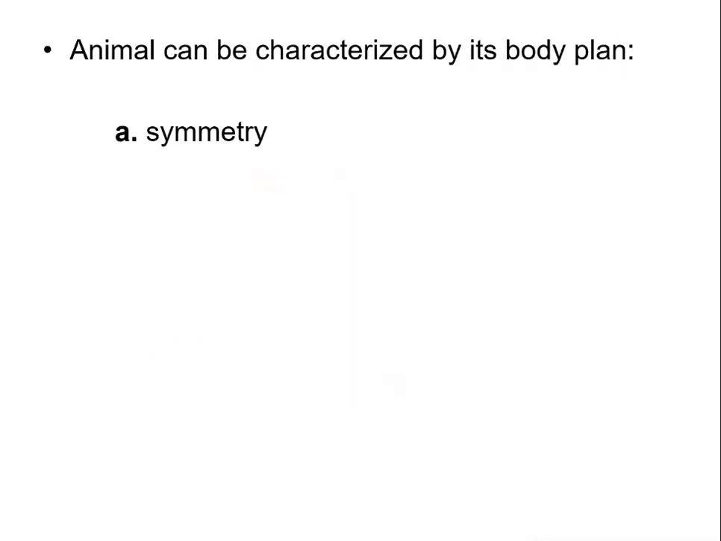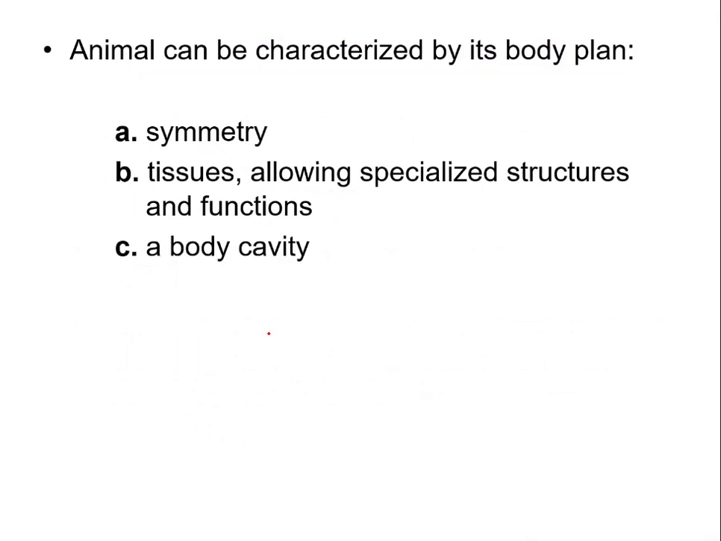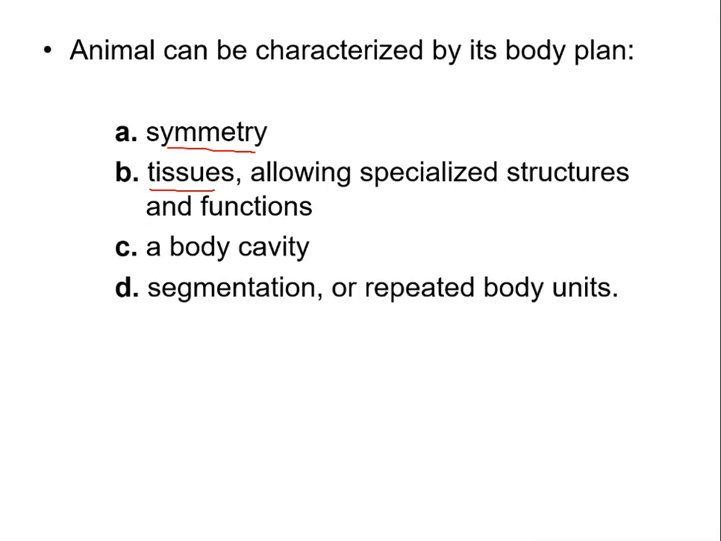Okay, next. Animals can be categorized by their body plan. The first one is by looking at the body symmetry. Next is in terms of tissue, where tissue allows specialized structures and functions, and also body cavity and segmentation, or what we call repeated body units. Now let's see how animals are characterized by their symmetry.